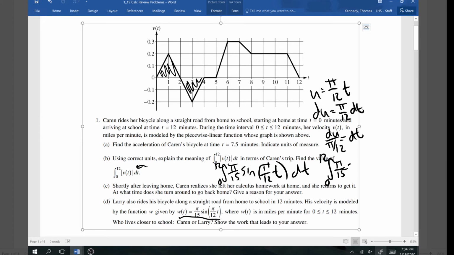Because it doesn't look like one. Sine of u, because u was pi over 12 t, and dt was du over pi over 12. And pi over 15 divided by pi over 12, the pi's cancel. And I just get 12 over 15, which is 4/5 on the outside, and sine of u on the inside, and the integral is just 0 to 12.